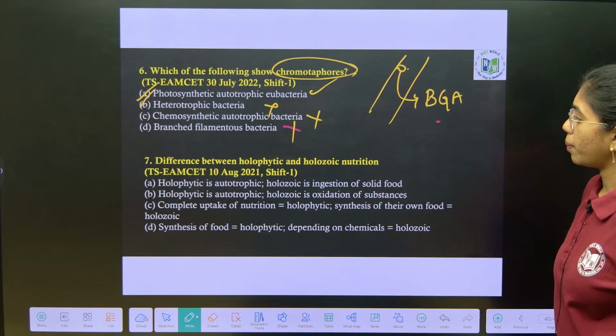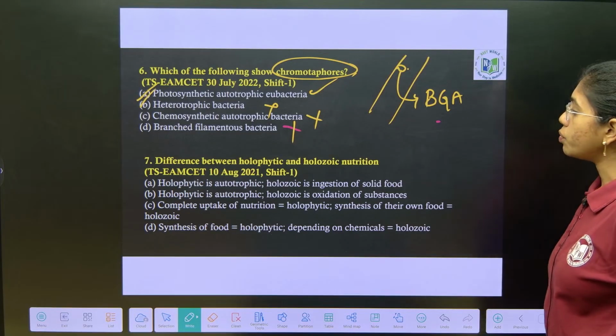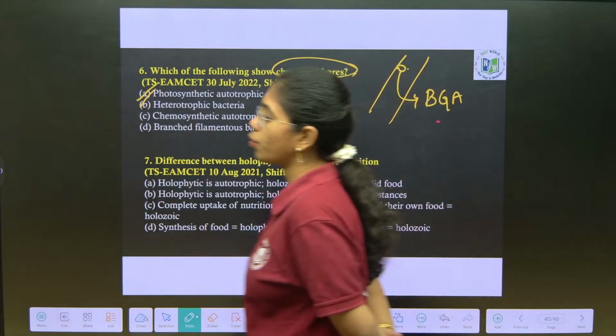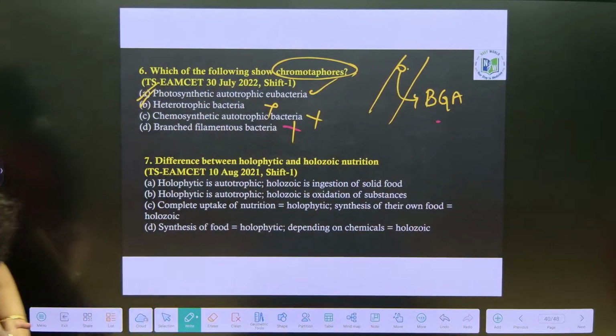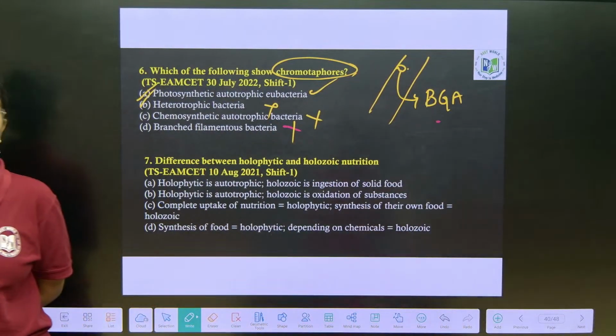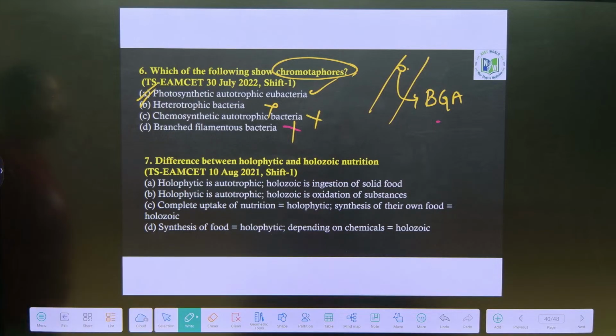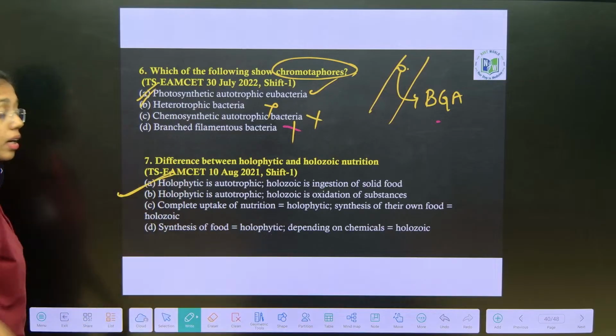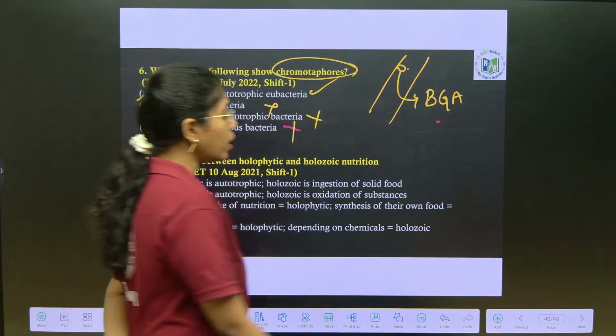Seventh question. Difference between holophytic and holozoic mode of nutrition. Holophytic is what? Autotrophic mode. Holozoic is ingestion of solid food or ingestion of complex food. Option A is the right one now. Yes. Any objection, anyone? Yeah.